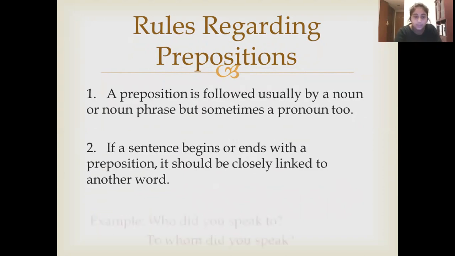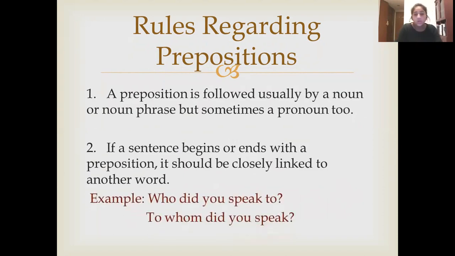Let's see two examples. First one, who did you speak to? So we can see to here, that is our preposition. It's coming in the end, and we can see it's closely linked to the word speak. Coming to our second example, it's beginning with to this time, our preposition, and it's closely linked to whom. To whom did you speak? So that's what the second rule is trying to tell us. It will be closely linked to another word. So if these two rules are clear, we can get into the different types of prepositions.